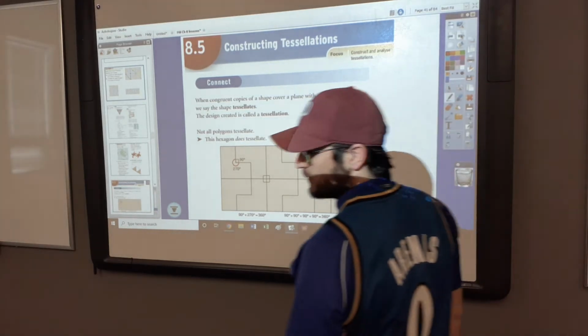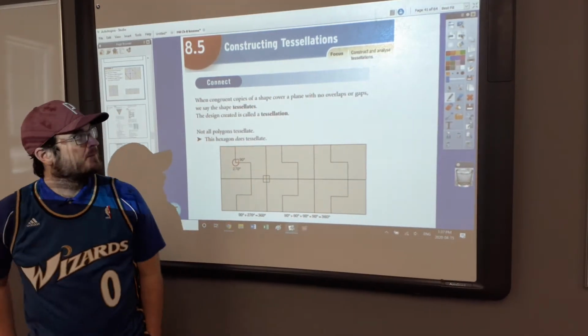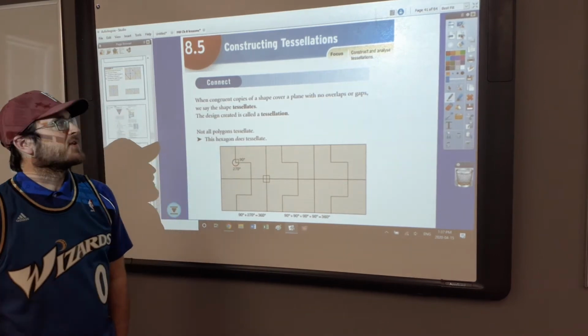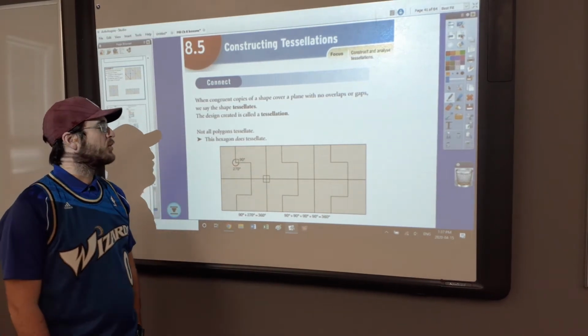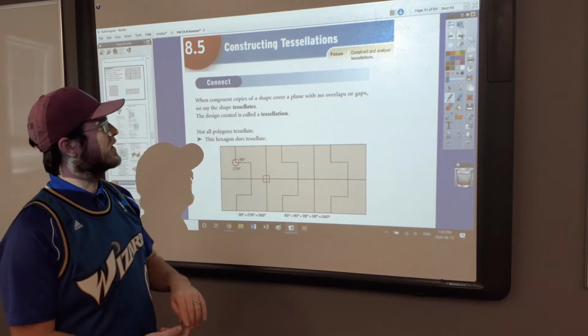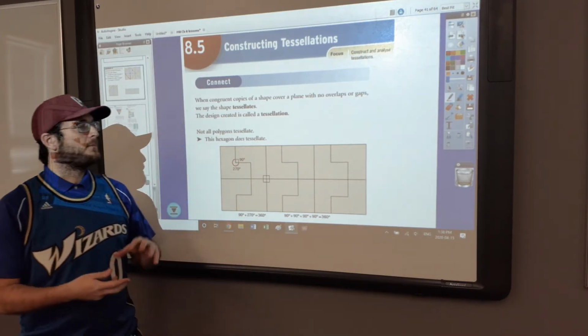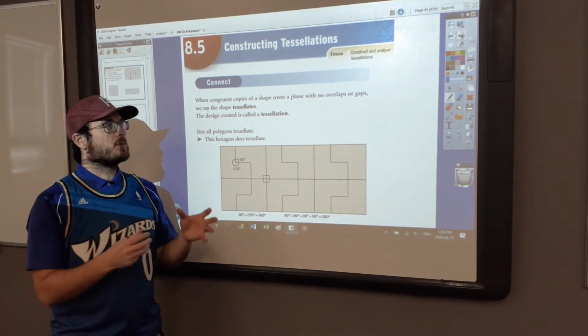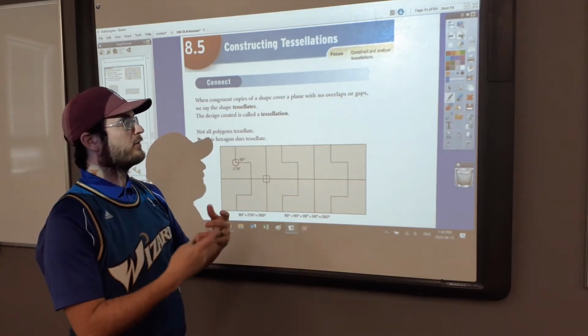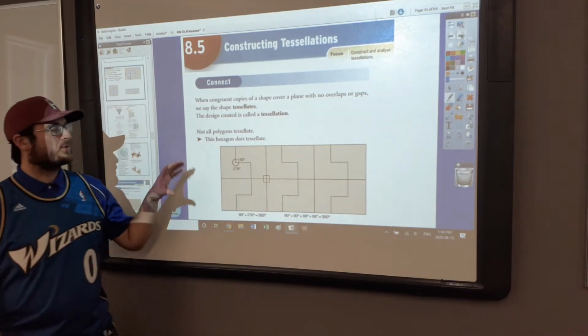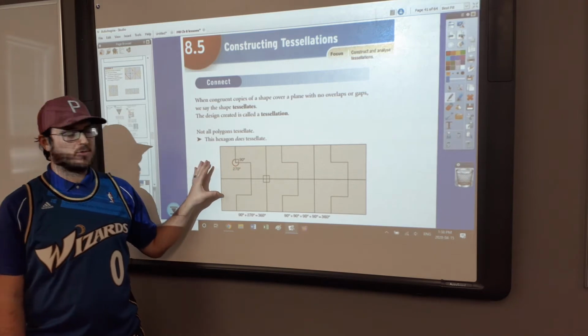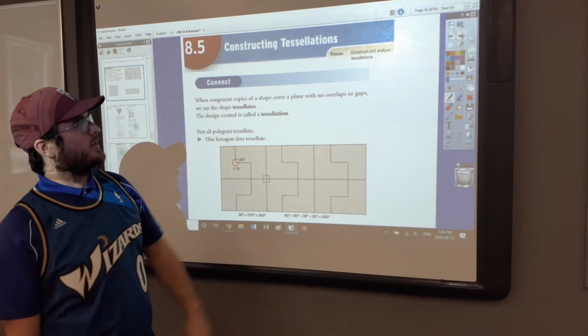Okay, grade 8s, we're going to look at 8.5, constructing tessellations. So in 8.4, we looked at the different types of transformations, how you can manipulate a shape, either rotating or reflecting or translating. And so we're going to see where we recognize some of those transformations in what's called a tessellation.